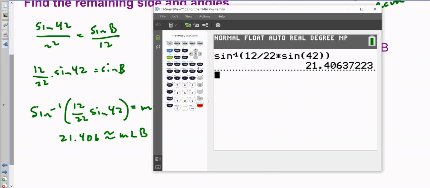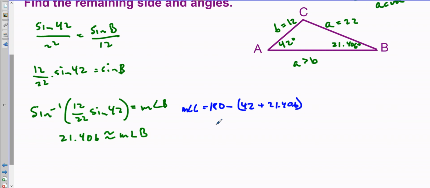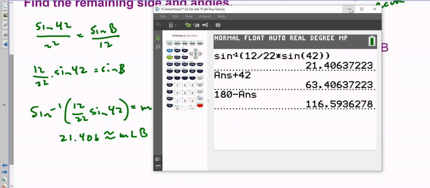Taking our good old calculator out, we can add this to 42 degrees. All right, and take that answer right there: 180 minus our answer above, and we'll get an answer of 116.593. So 116.593 degrees is our answer. Just to verify, 593. Yep, and we have that.